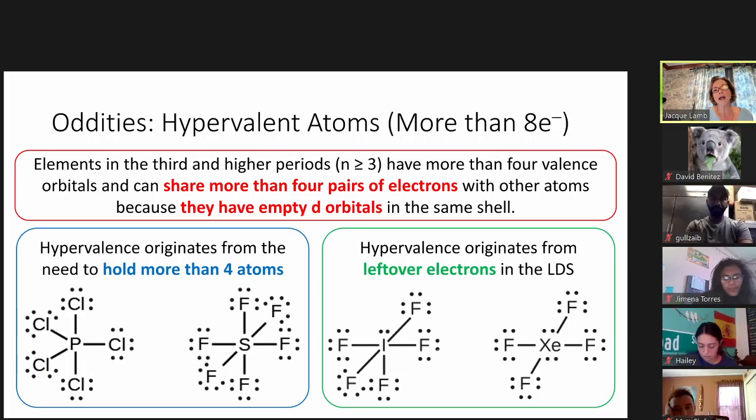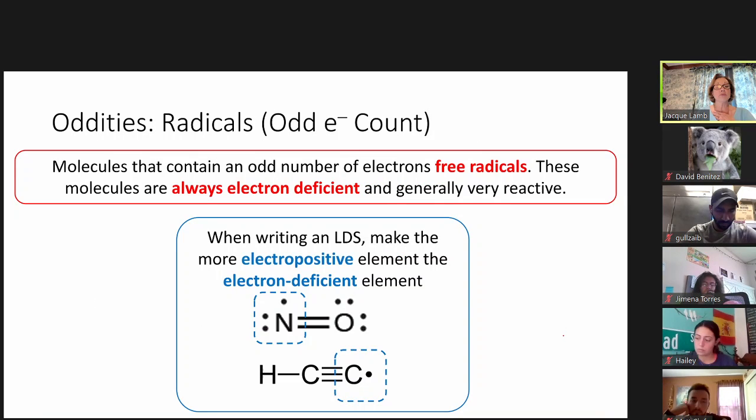The final oddity that we want to talk about is the radicals. These have an odd count of electrons. Generally, in first-year chemistry, most of the things that we give you will have even numbers of electrons. So we ask you to draw a Lewis dot structure for nitrate, NO3 minus, but not for NO3, because NO3 is electron deficient. It has an odd number of electrons. When writing the Lewis dot structure, you would have to make the more electropositive element the one that's electron deficient.